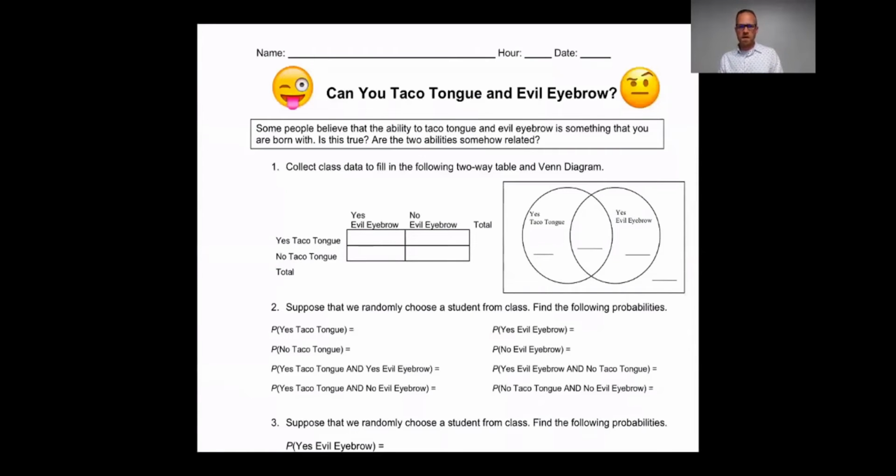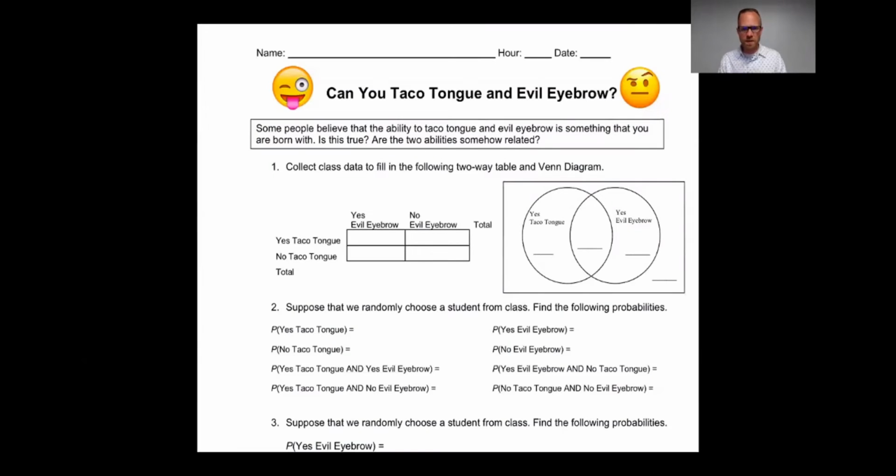Can you taco tongue and evil eyebrow? So it says some people believe that the ability to taco tongue and evil eyebrow is something that you are born with. Is this true? Are the two abilities somehow related? Now let me start by trying to model for you what each one of these would look like here.